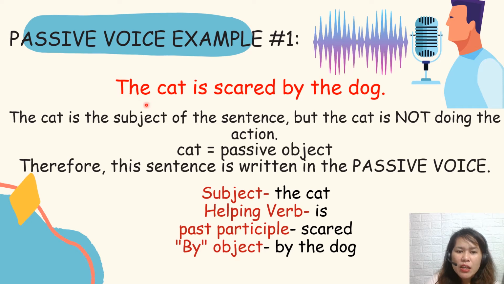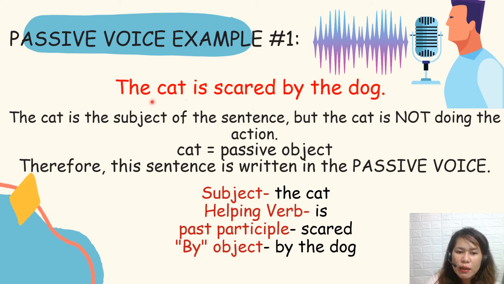Dito, kung mapapansin nyo, ang cat, siya yung subject. Pero hindi siya yung gumagawa ng action. Kasi ang gumawa ng action ay yung dog. O, let's analyze. The cat is the subject. And then, ang helping verb natin ay is. And then, ang ating past participle ay scared. At ang ating by object ay yung by the dog.